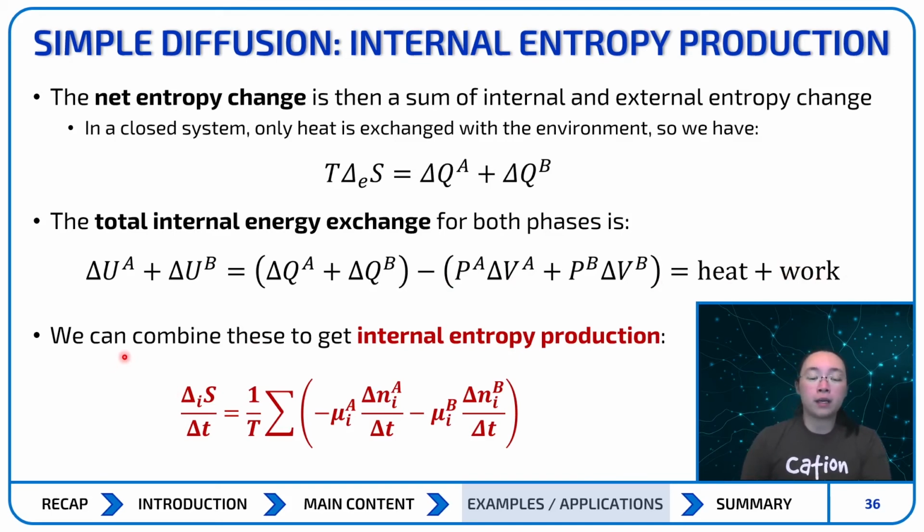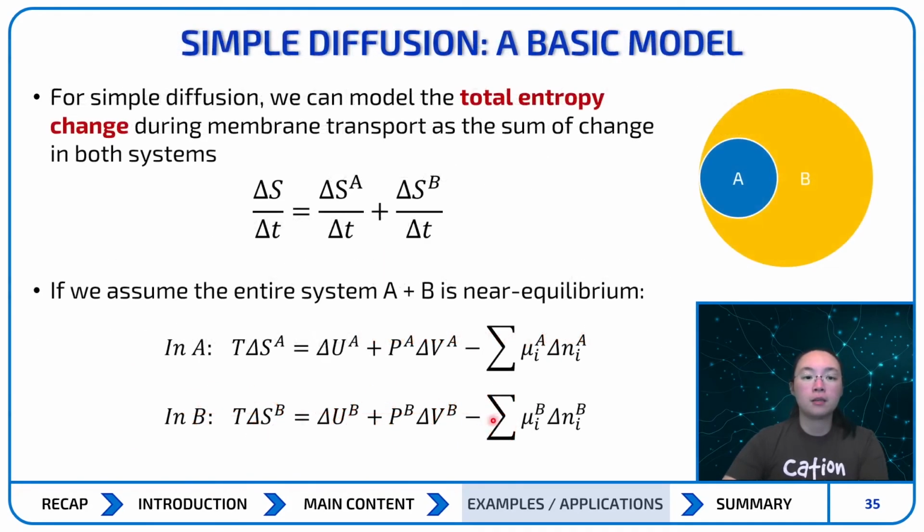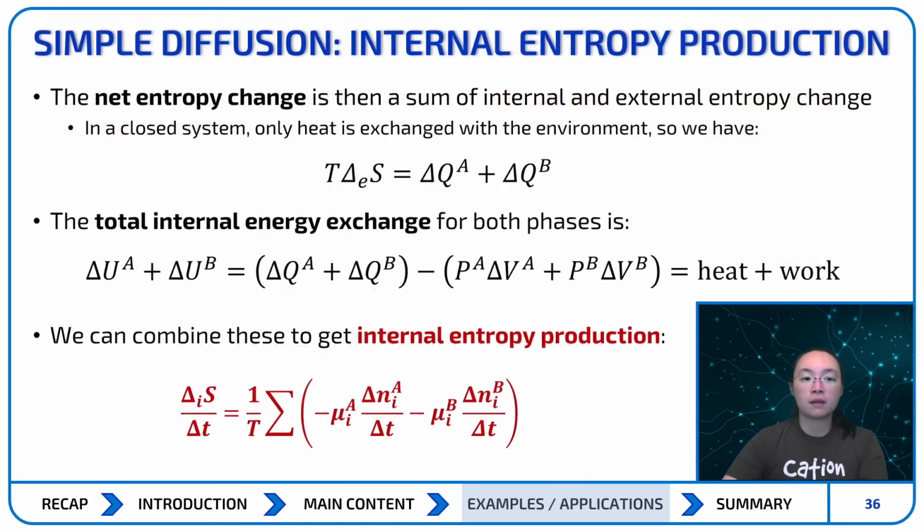What we want to do is combine it all to get internal entropy production. So let me just go back. Between these two equations that we have for T delta S, the fact that we can say T delta S is equal to delta Q_A plus delta Q_B, and the fact that we have delta U_A plus delta U_B, we can combine all of it to get delta S over delta t, where we have 1 over T, and we have all of this rewritten so that you have the sum of the chemical potentials for the two phases.